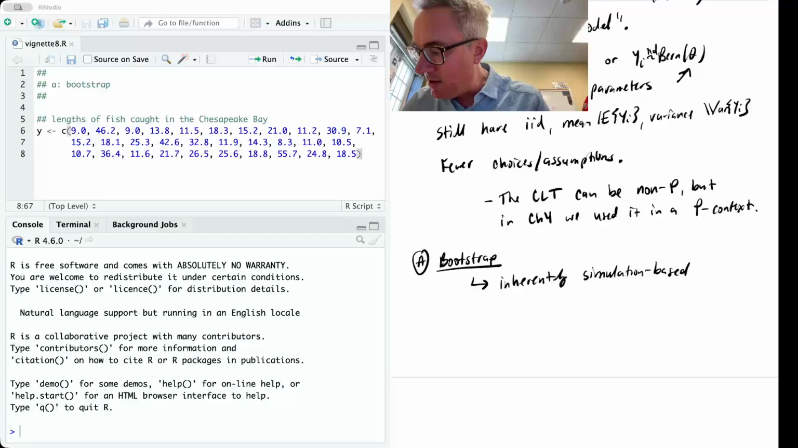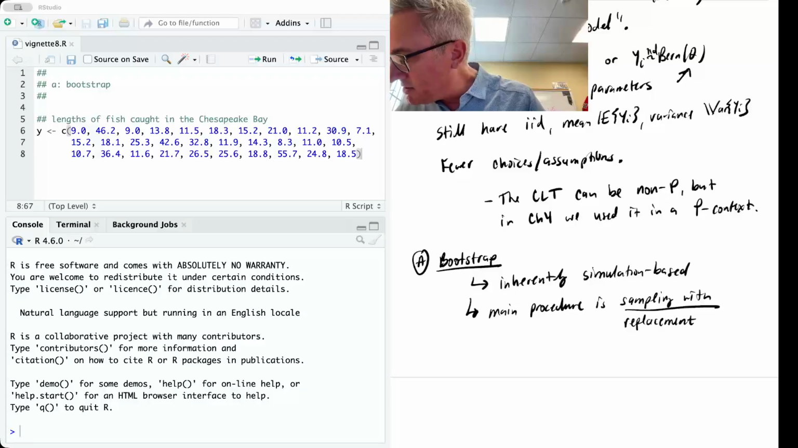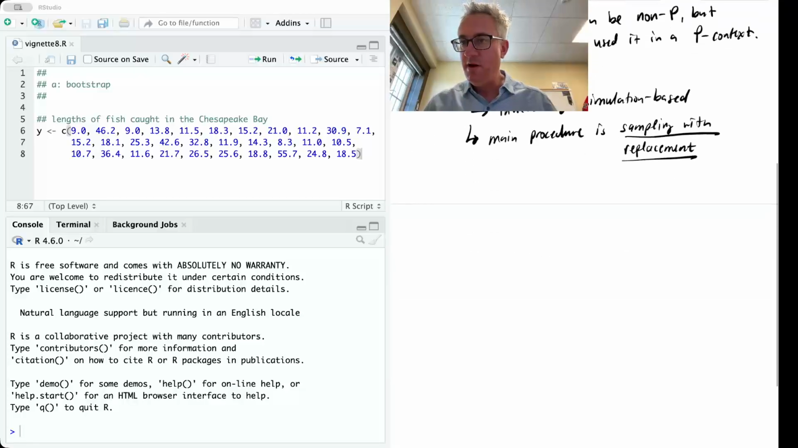And the main idea, the main procedure that gets used, is sampling with replacement. It's such a simple idea. In R, we use the sample function in order to perform a Bootstrap. And I'll show you what I mean by that. So let me describe a bootstrap for you.